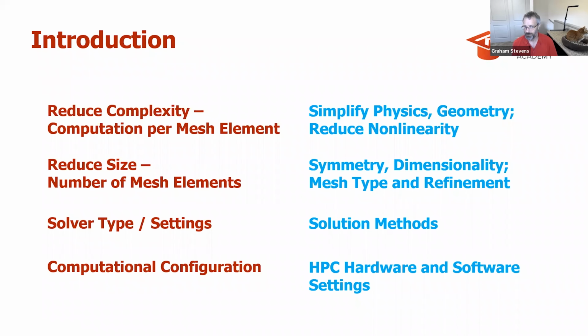The first one is called reducing complexity, or the amount of computation per mesh element. The second is called reducing size, trying to reduce the number of mesh elements that you're analyzing overall. There are some solver types and settings that can help speed up your simulation. So if you use the right solver for the right job, we'll go over some strategies there. And then finally, we'll be looking at computational configuration.